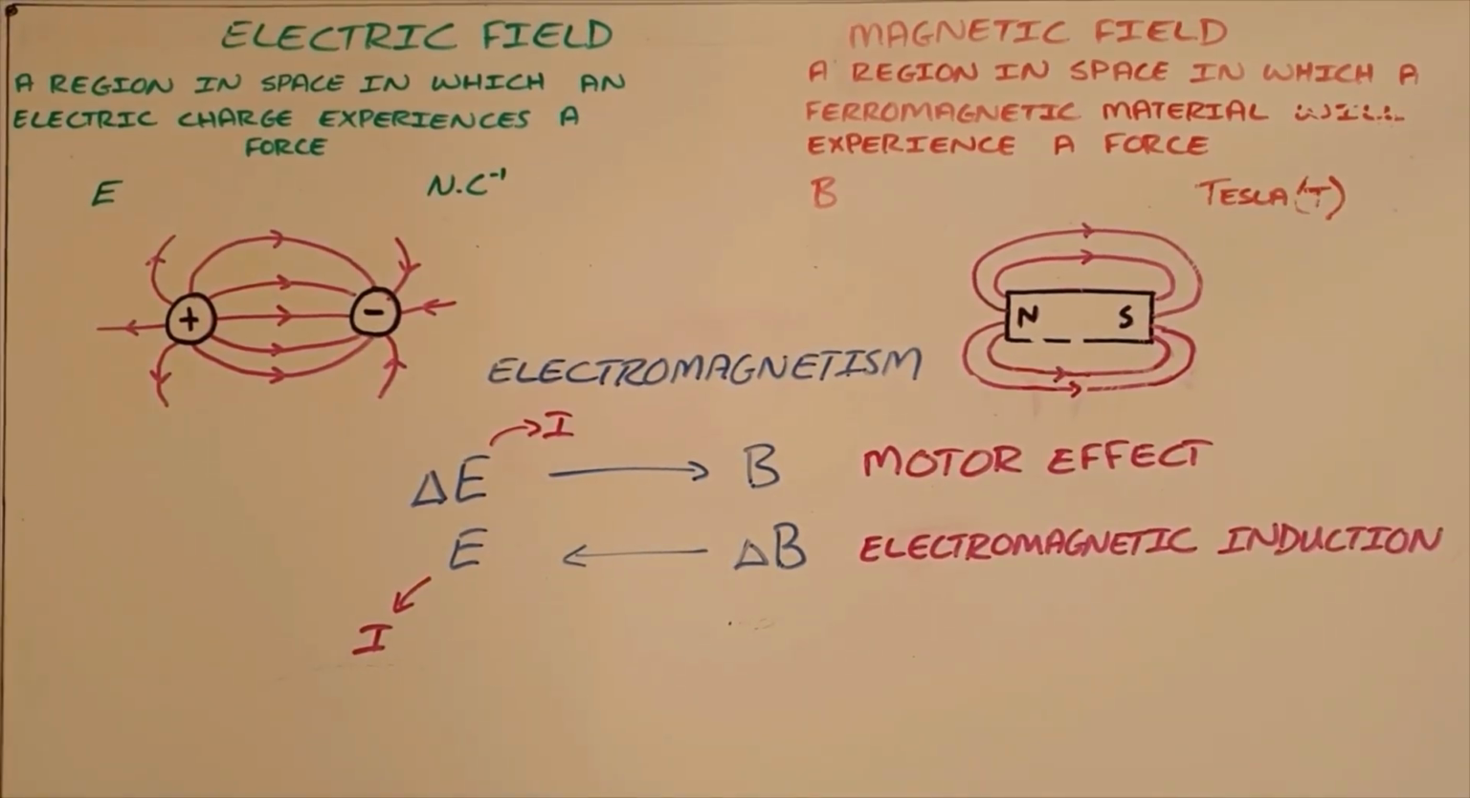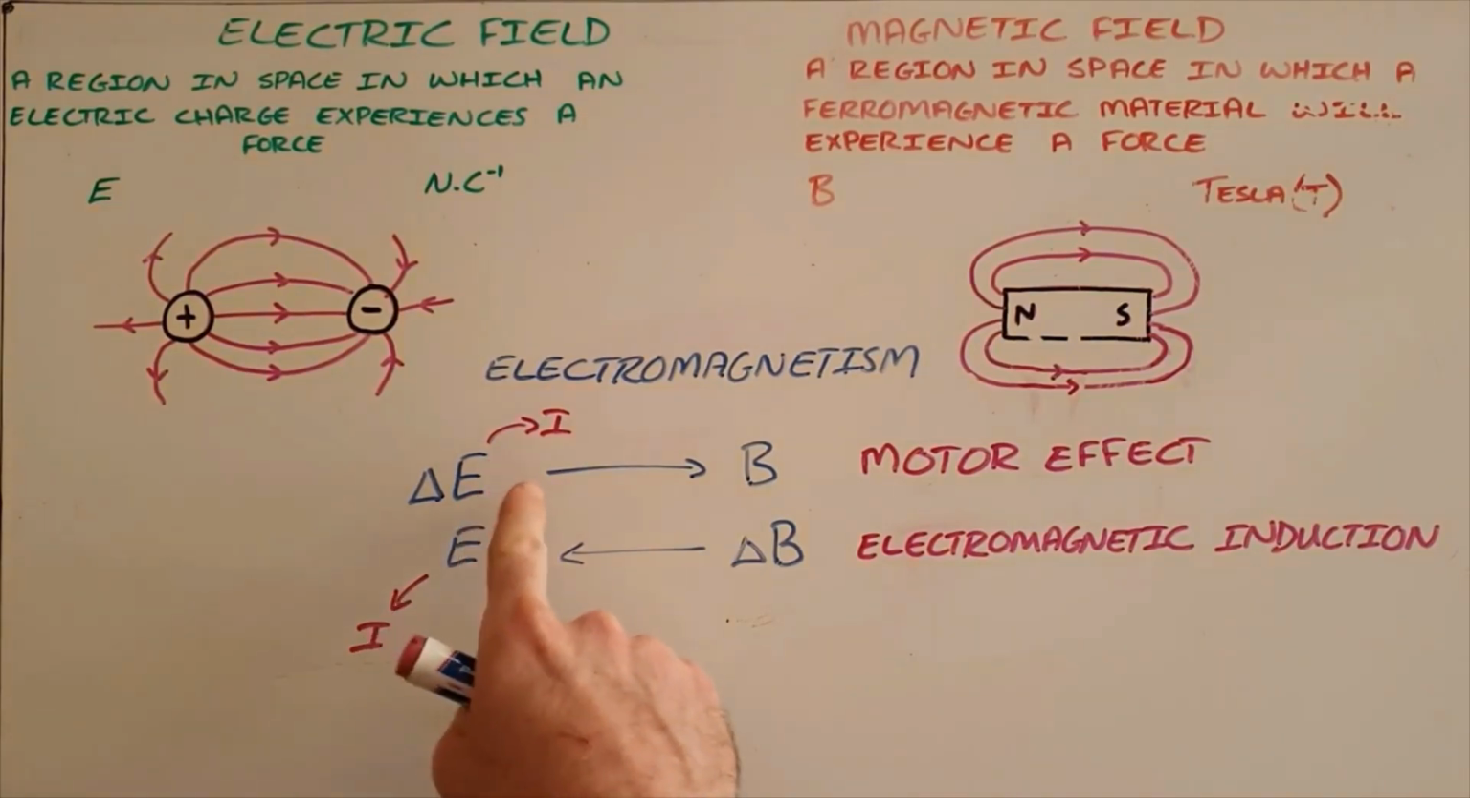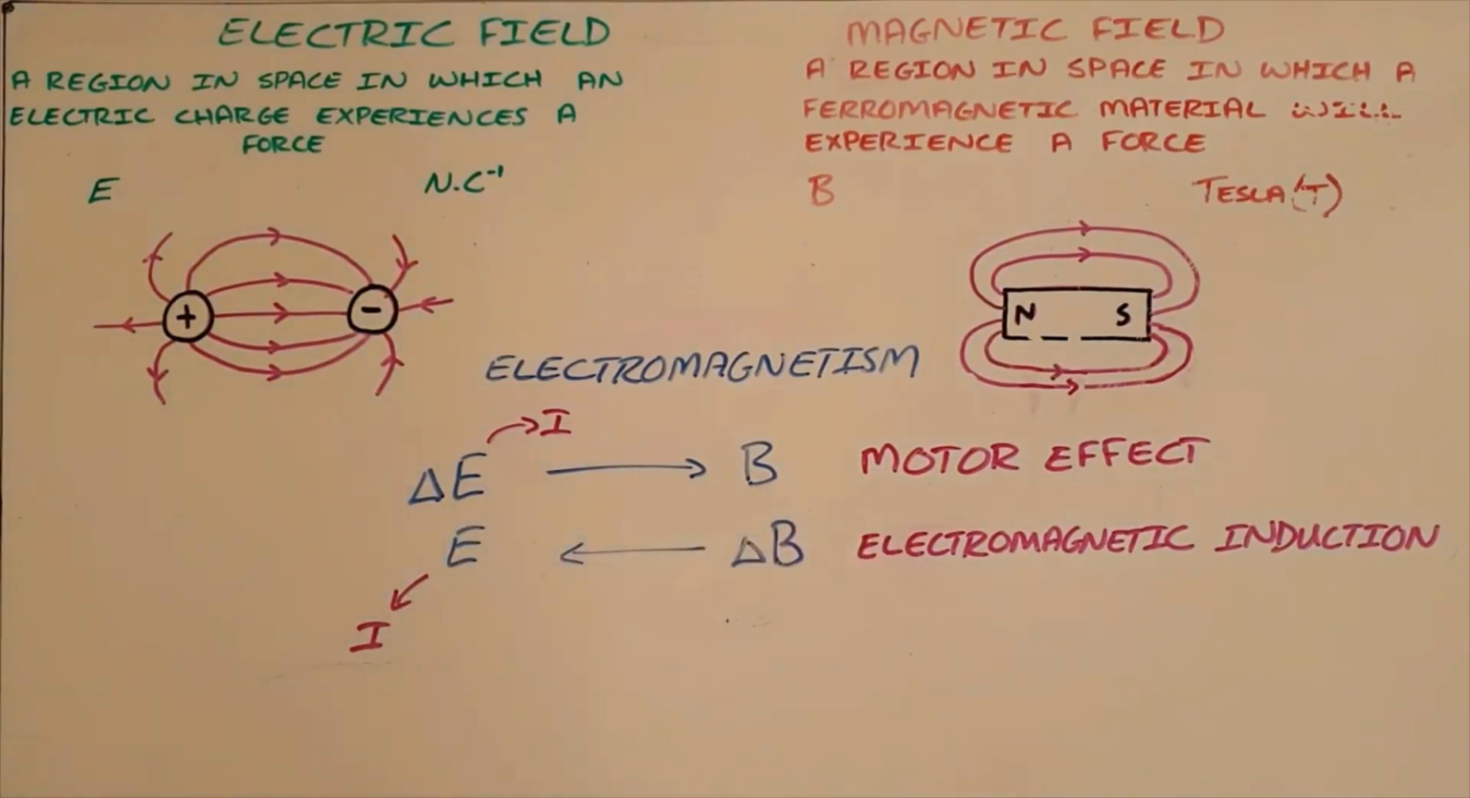So once again, electric and magnetic fields are seen as two sides of the same coin, where a changing electric field in the form of a current can produce a magnetic field that can be used to create mechanical energy or movement, and the converse of that being that a changing magnetic field in the form of a moving magnet can create an electric field, which can in turn induce a current, which is known as electromagnetic induction.